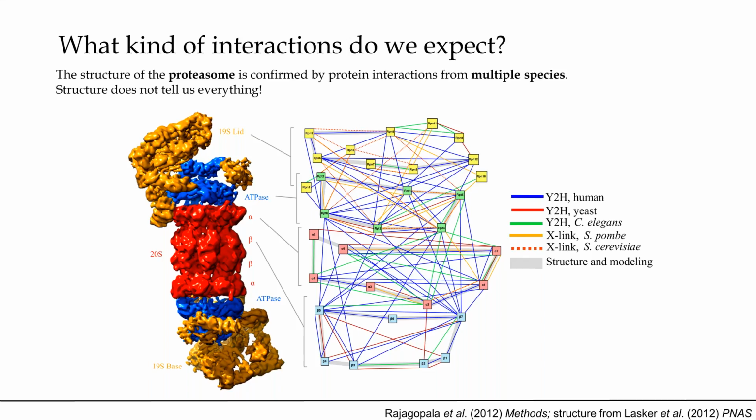So here we have an interaction network that's honestly kind of a mess, and partially that's because it's from humans, from a few different yeast species, from three different methods, from both structure and modeling data, from cross-linking, from yeast two-hybrid. And it's only by assembling data from all these different data sources and these proteins from different species that we can begin to construct a more complete picture of the interactions that we expect to find among the members of this particular protein complex. And luckily, in this case, the proteasome is a relatively well-conserved protein complex, so we are able to do that.